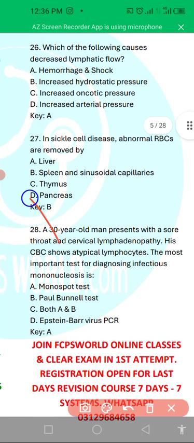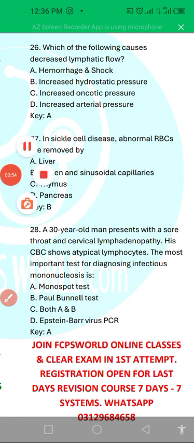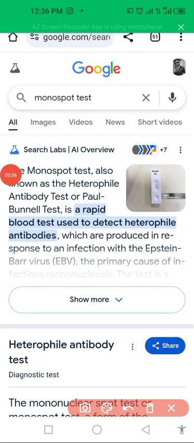Next one is a 30-year-old male patient presenting with a sore throat and cervical lymphadenopathy. CBC shows atypical lymphocytes. The important diagnostic test for infectious mononucleosis is the Monospot test. The Monospot test is important for diagnosis. You can see the Monospot test is like this kit test. It is a rapid blood test used to detect heterophile antibody in infectious mononucleosis.